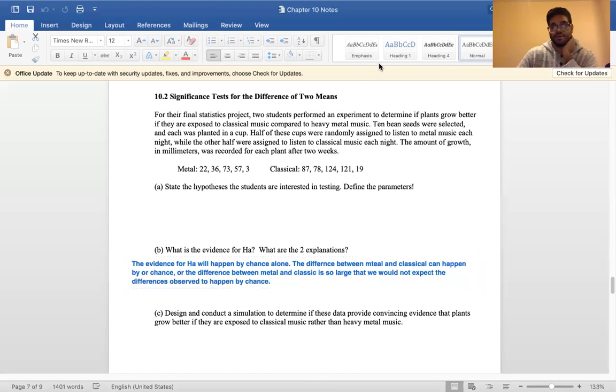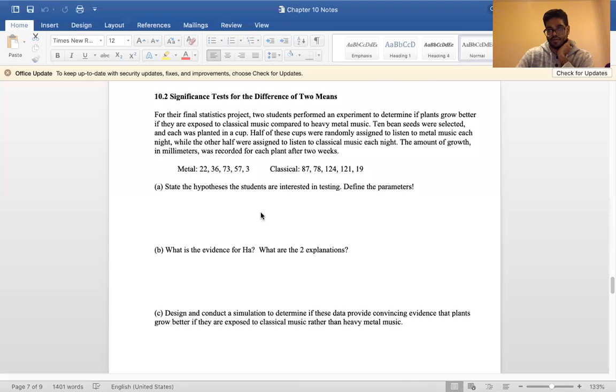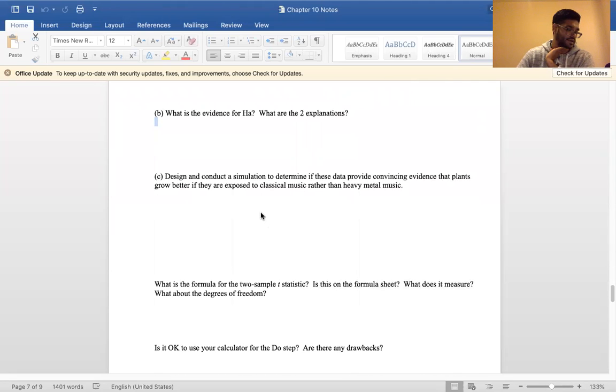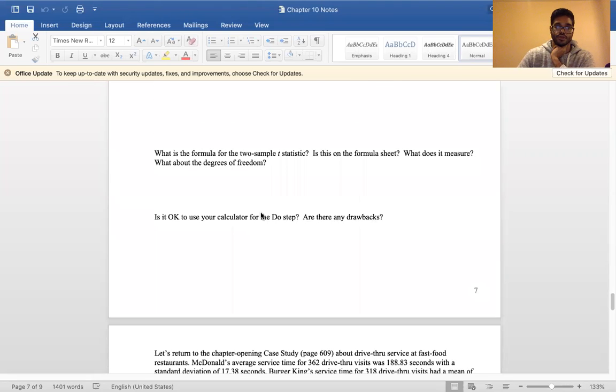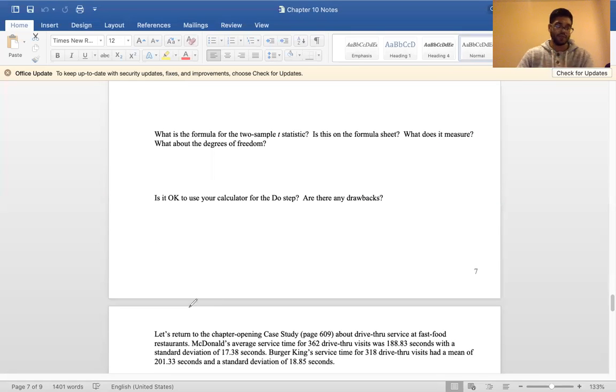And then we're not worried about the simulation. Yeah, we're not going to worry about that, so don't worry about part C. But now, the actual test, this part is really important. So now how do we actually do this?